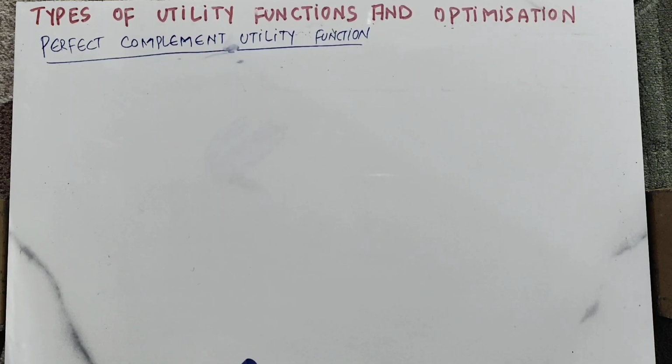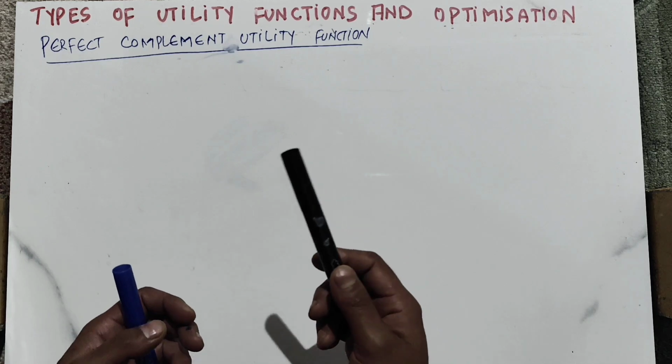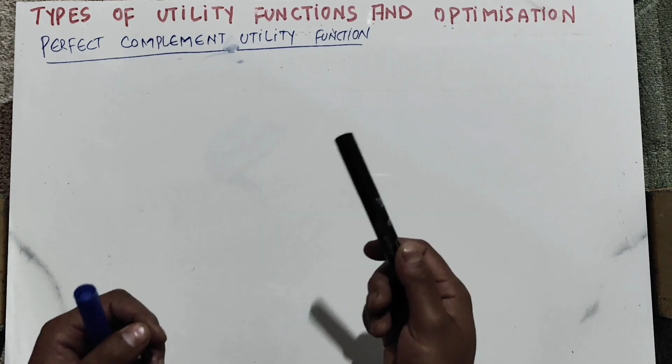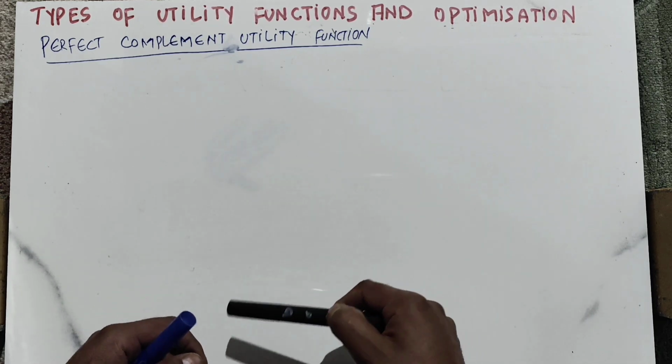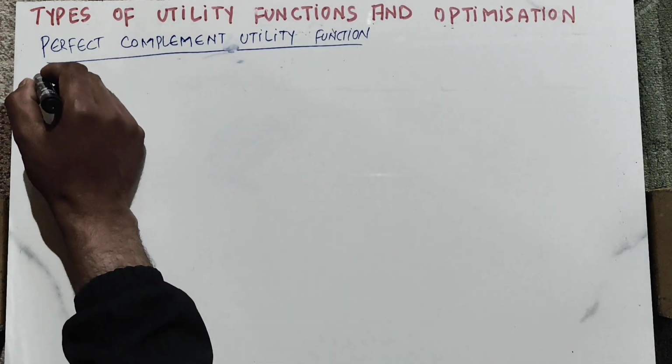Let us take the third type of utility function, which is the perfect complementary utility function. We will learn how the consumer chooses its optimal bundle when he maximizes his utility. Okay, so first, what is the general form?